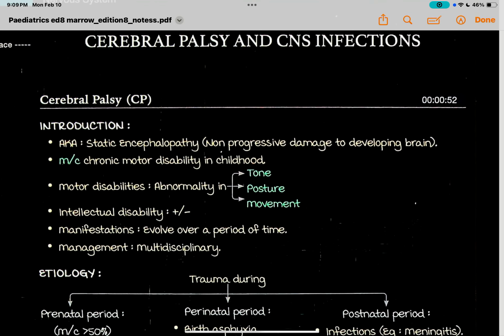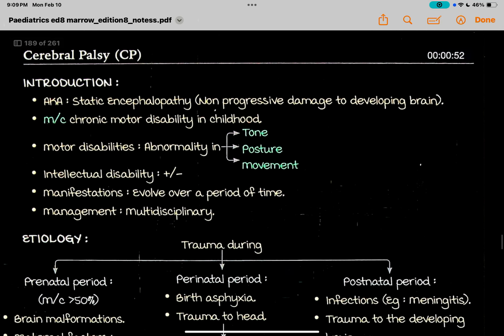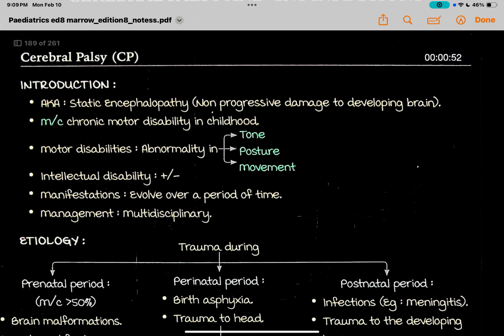Cerebral palsy and CNS infections. Cerebral palsy. Introduction. Also known as static encephalopathy, non progressive damage to developing brain.